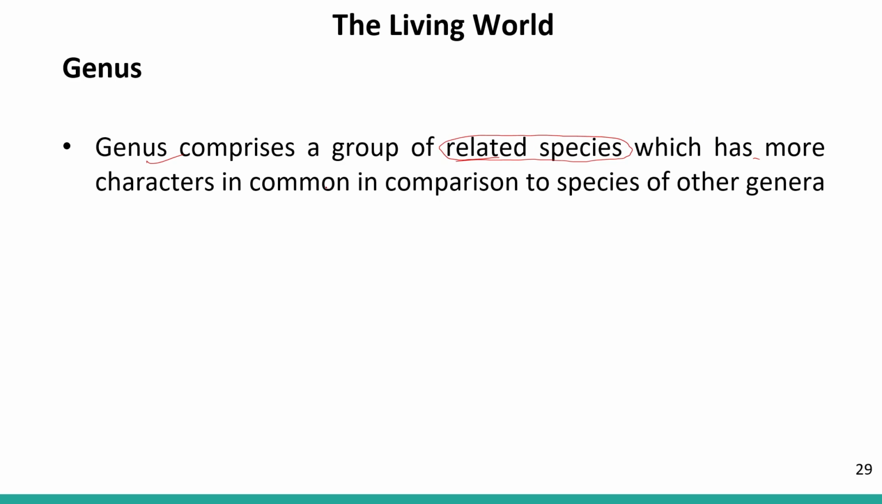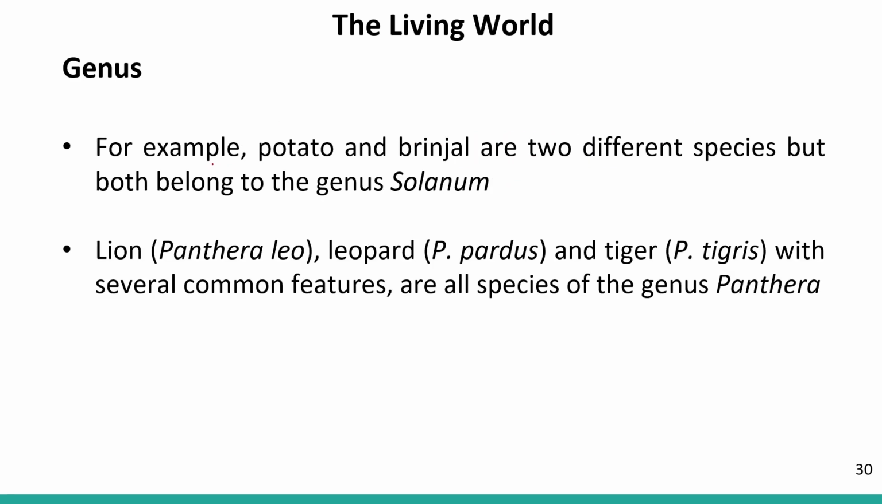Alright, which has more characteristics common in comparison to species of other genera. Again, for example, potato and brinjal are from two different species but belong to the genus Solanum. Okay, this we have already seen. Another example is lion, which is Panthera leo, leopard, Panthera pardus, and tiger, Panthera tigris. They have several common features. And all are the species of the genus Panthera.